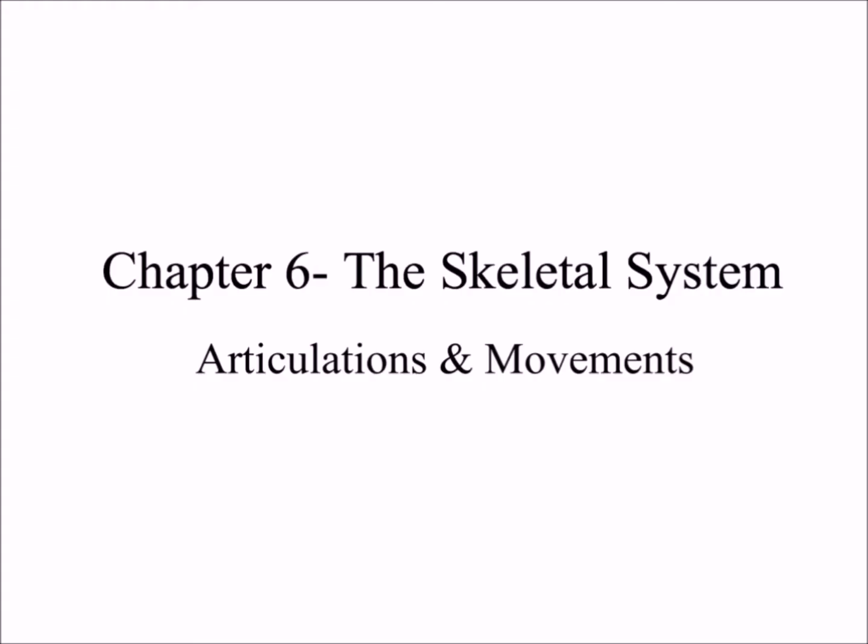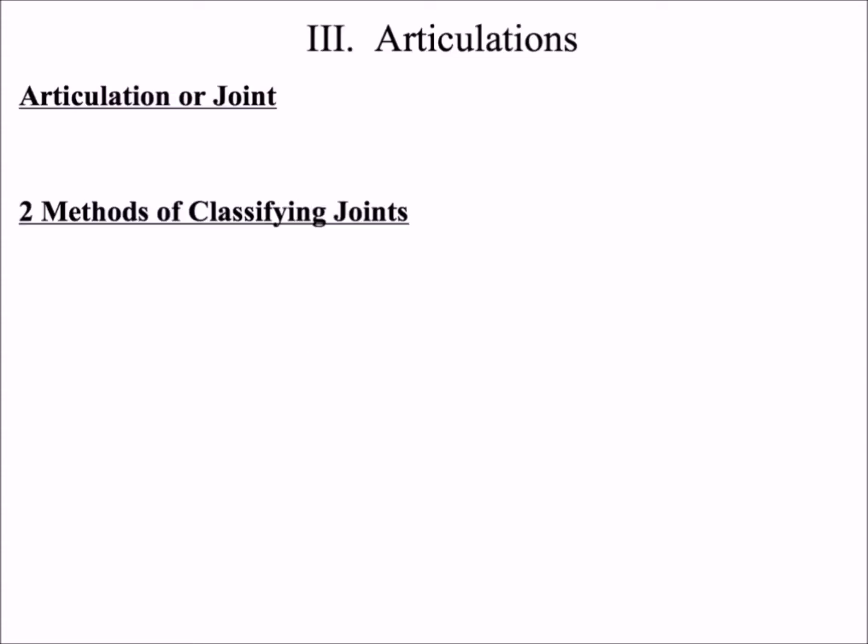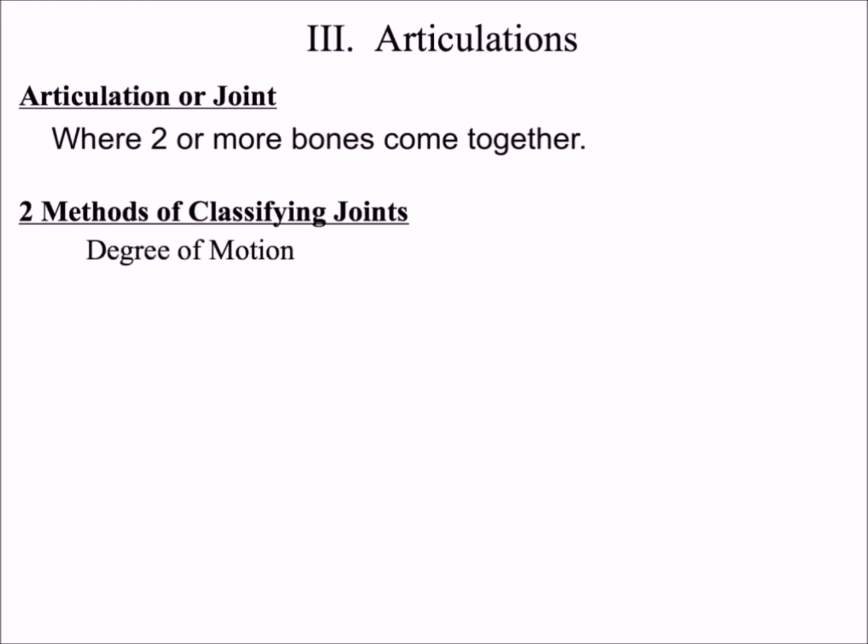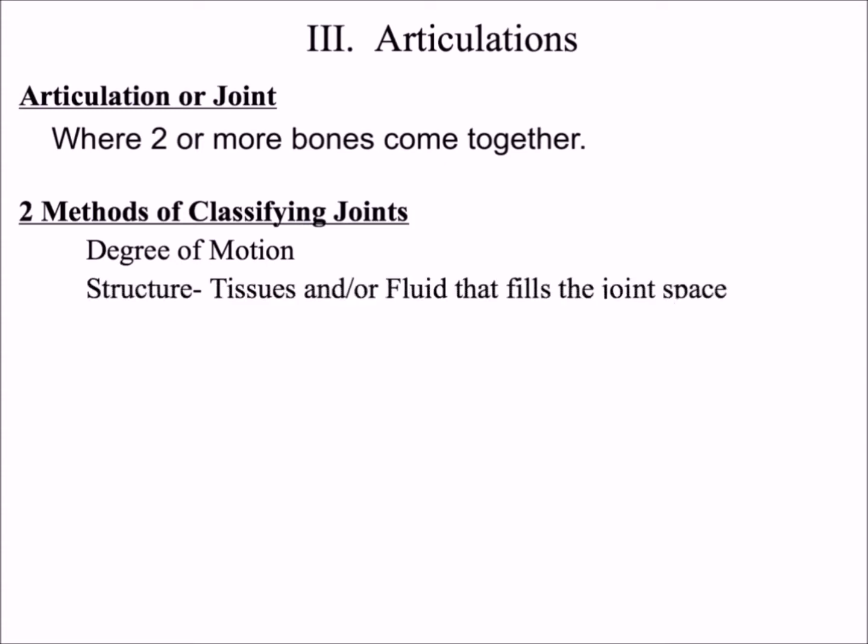So in the next section of the skeletal system, we're going to talk about articulations and movements. An articulation or joint is where two or more bones come together. And there are two methods of classifying joints. The first method is by the degree of motion, and the second method of classifying joints is by what fills the joint space.